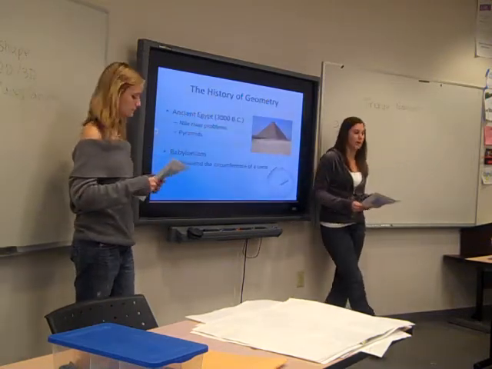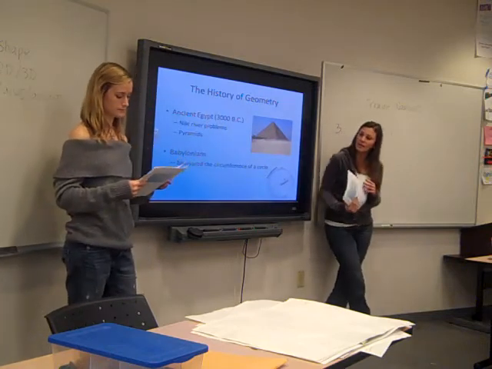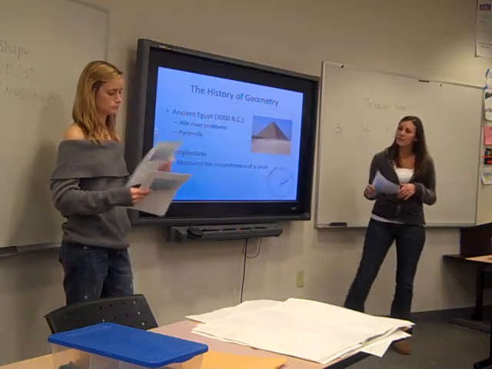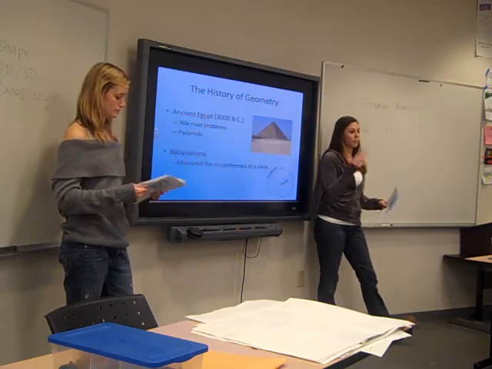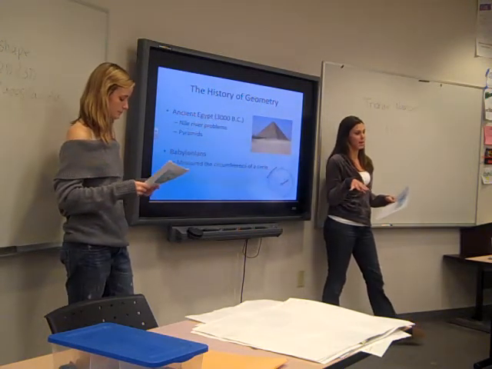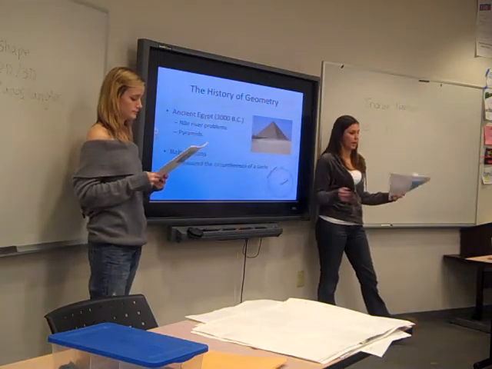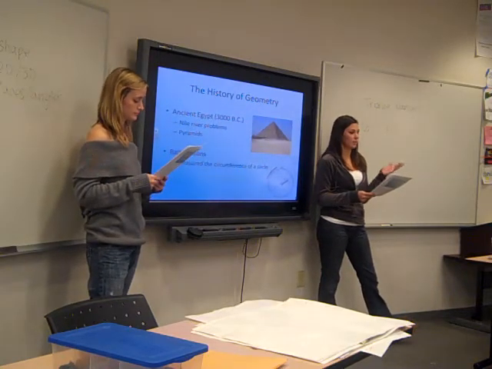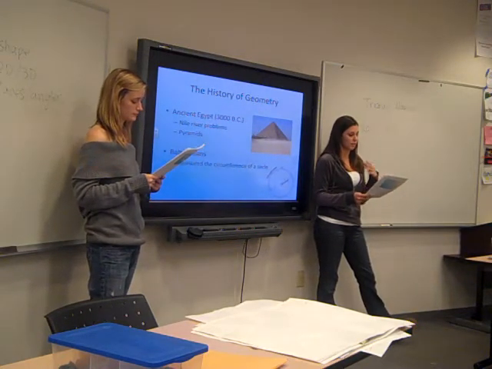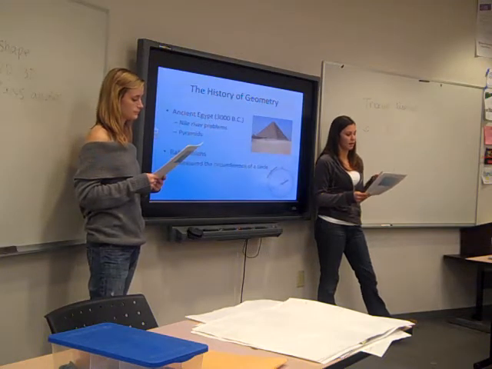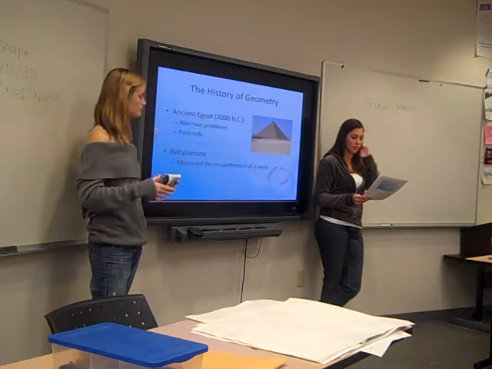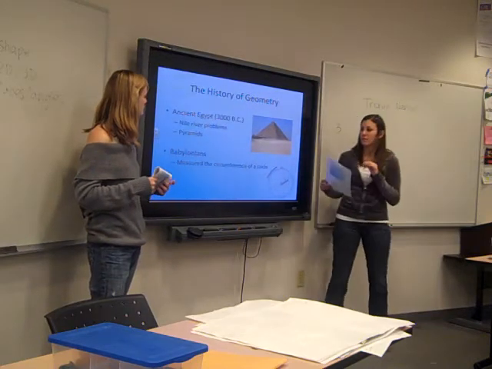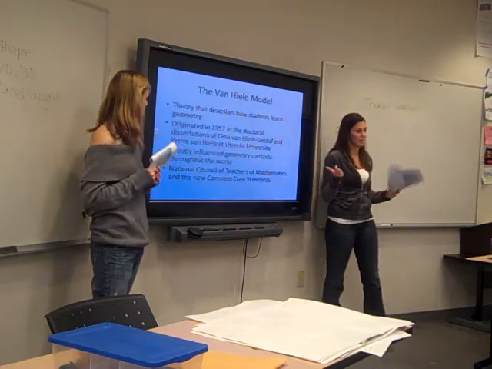Okay, so the history of geometry. In ancient Egypt, the Nile River often overflowed, so the ancient Egyptians had to build around the Nile and help to establish the boundaries and the size of the land. So they had to measure length and determine the areas and the boundaries of the river. Also creating the pyramids, that's geometry right there.